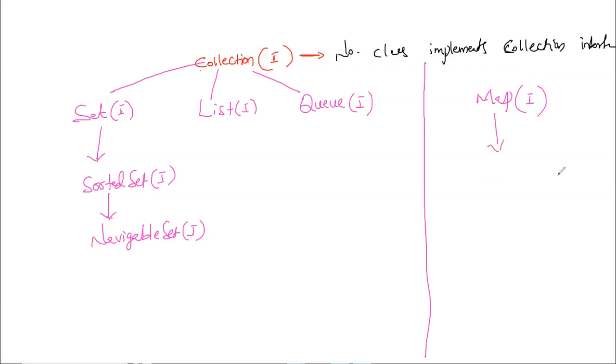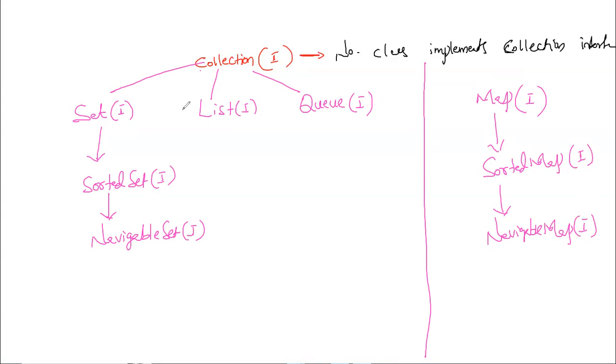Map has 2 more interfaces. What are those? Sorted Map, followed by Navigable Map. So these are the 9 interfaces which were there in Java's collection.